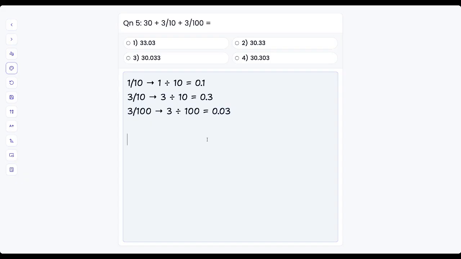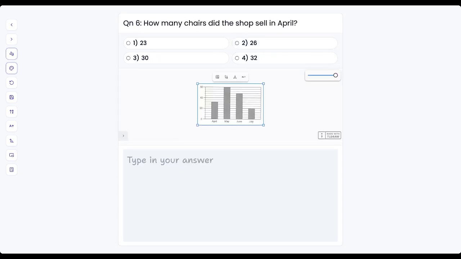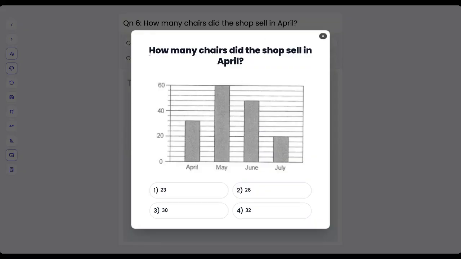So what we want to do is this will be equal to 30 plus 0.3 plus 0.03. Let's add these two up, and this will equal 30 plus 0.33, which is 30.33. So 30.33 is option 2. All right, and that's it. Let's move on to the next question. Question number 6. How many chairs did the shop sell in April?